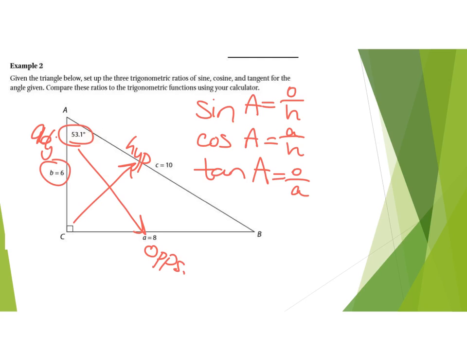Okay, that makes it quick. Sine of A is opposite over hypotenuse. That is 8/10.